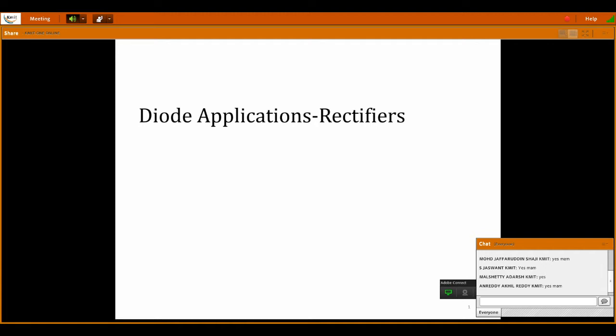So what is the need for us to convert a signal from AC to DC? That is the first question we need to understand. Our rectifier concept is very simple: a small circuit which has a resistor and a diode, that's all. That makes a rectifier. Before learning the circuit, we need to understand what the need is for converting a signal from AC to DC.